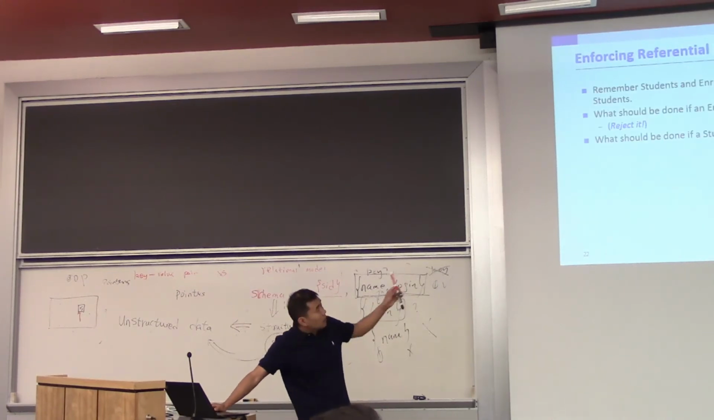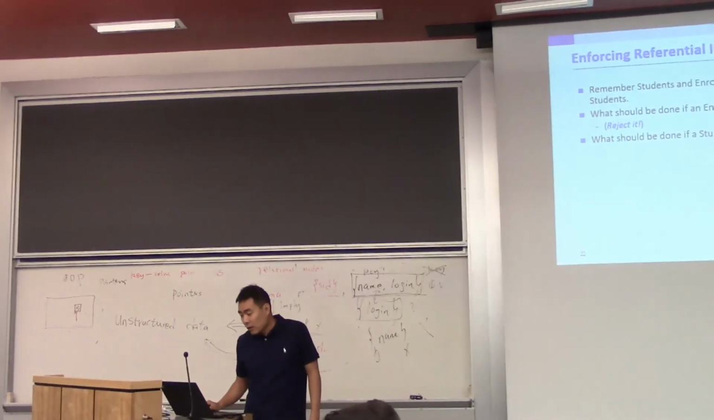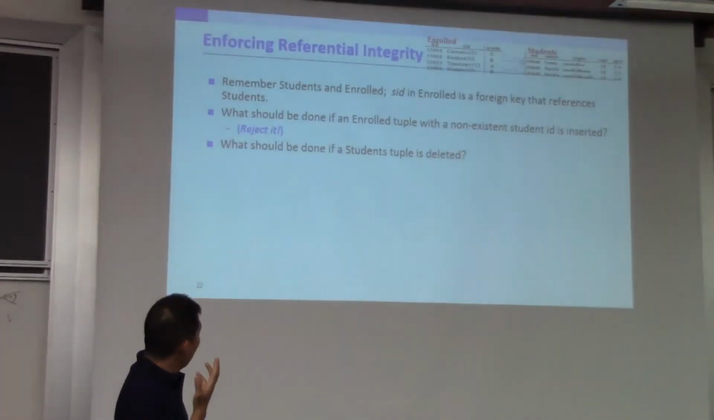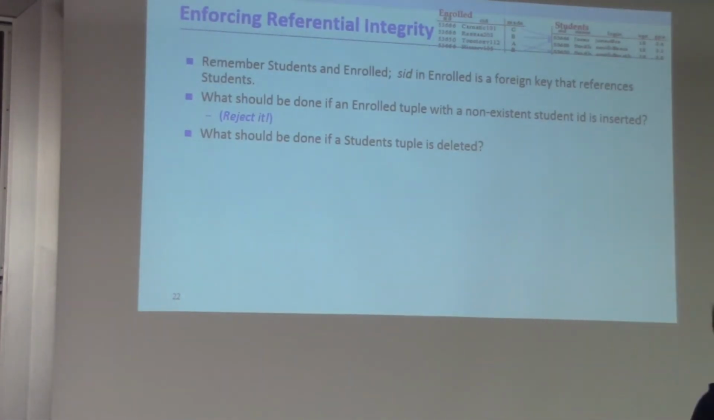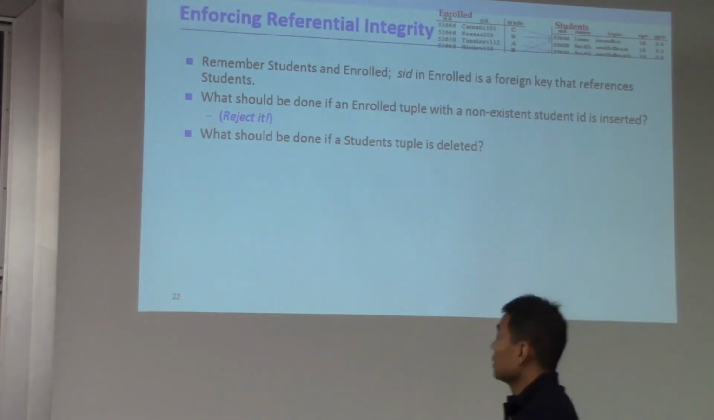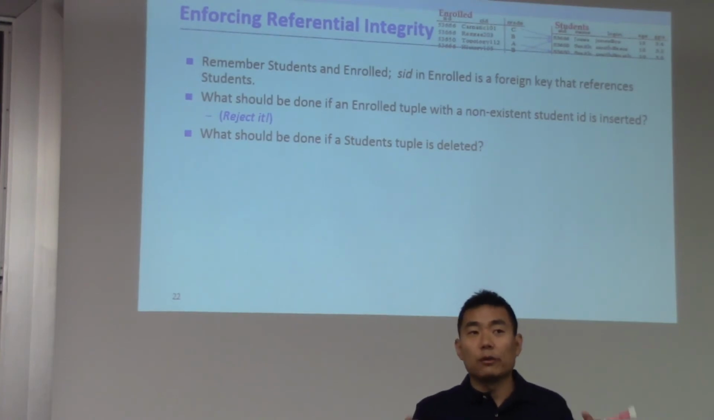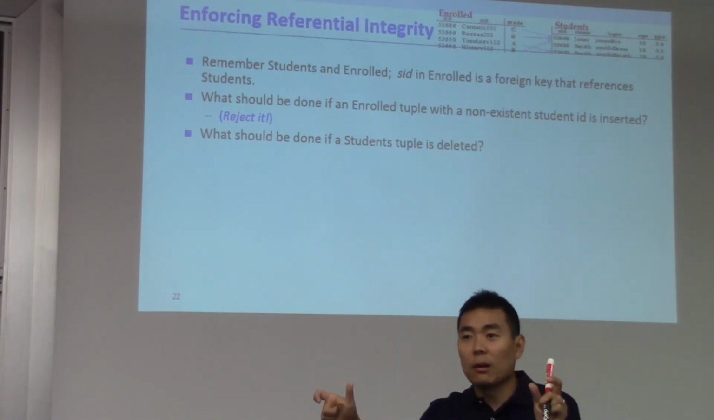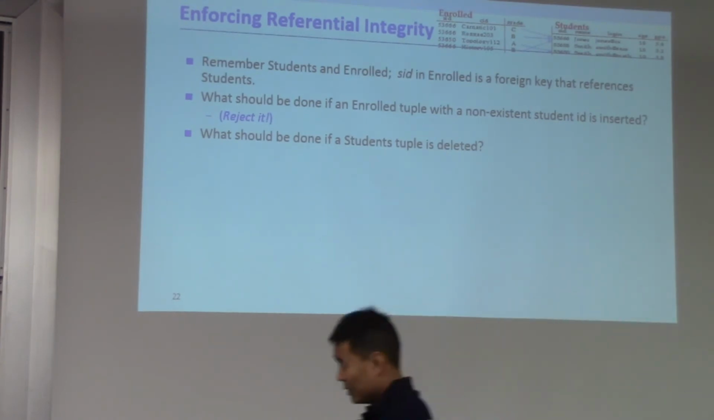So in other words, looking at this example but coming back to the database context, what do I mean? In particular, you are trying to answer this question: what should be done if an enrolled tuple with a non-existent student ID is to be inserted? Well, the answer seems clear, right? Just reject it. If you try to insert a new enrolled record with a student ID that doesn't even exist in the student table, how can this possibly be? Are you telling me there's a ghost student trying to take my class? No, it's not going to happen, right? So this decision is simple.